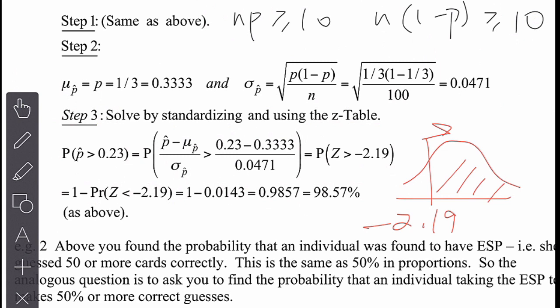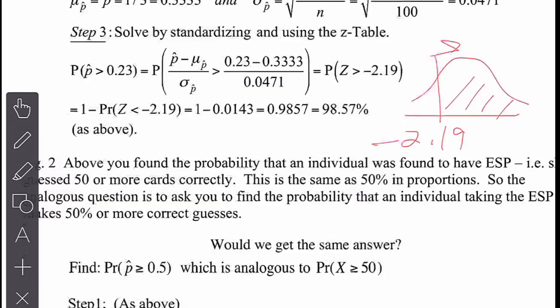So we should get the same answer. We did get the same answer because I didn't really change anything. All I did was rename the variable of interest by dividing it by n. Similarly, the problem for ESP.